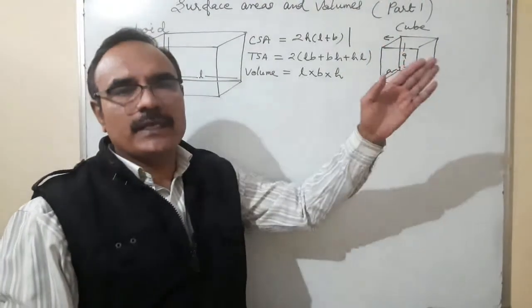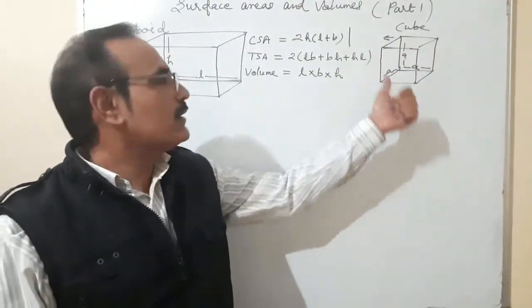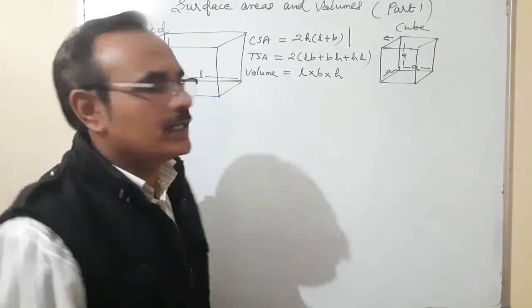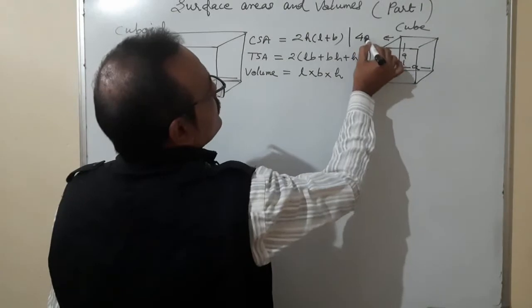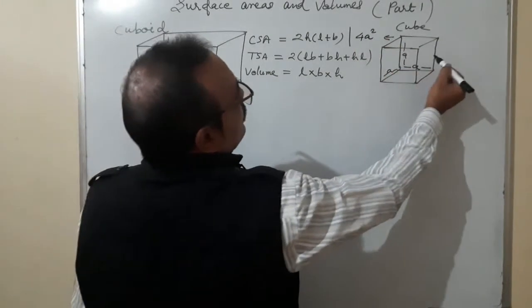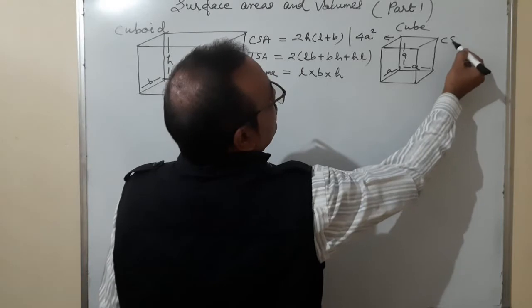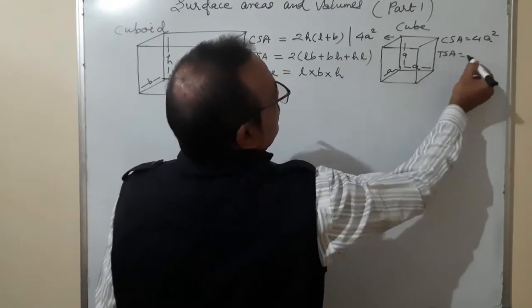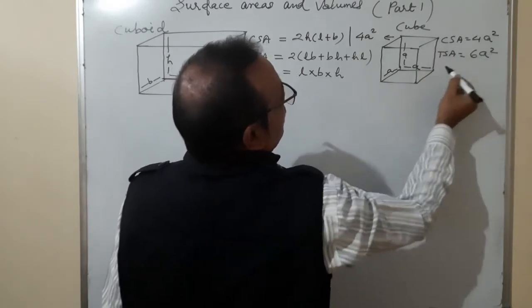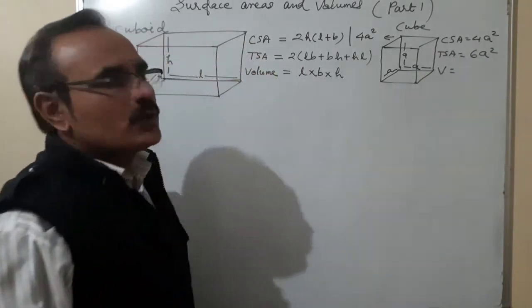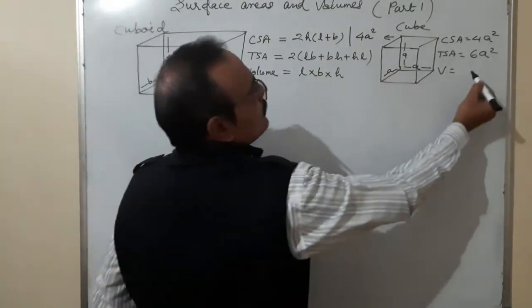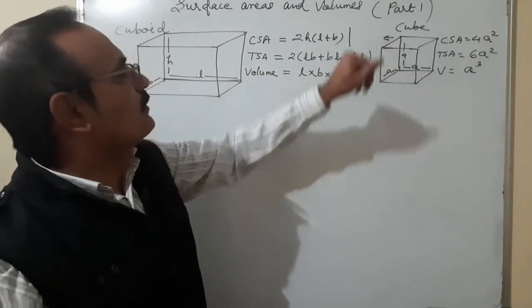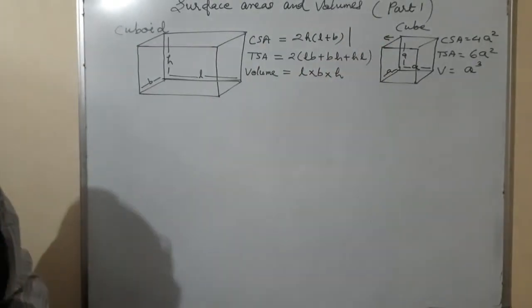There are 4 faces: A square, A square, A square plus A square. Why A square? Because all the faces are in the shape of square, and area of square is equal to side into side, that means A into A. So CSA is 4A square. TSA, 6 faces, 6A square. And volume, length into breadth into height, A into A into A, that is A cube. So these are cuboid and cube.